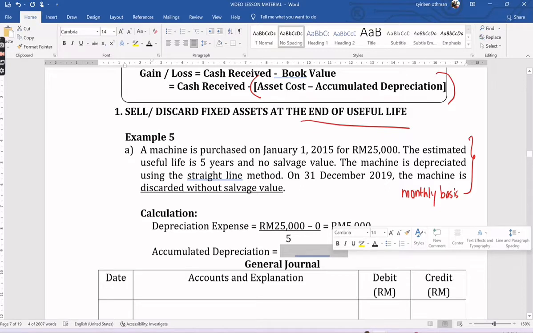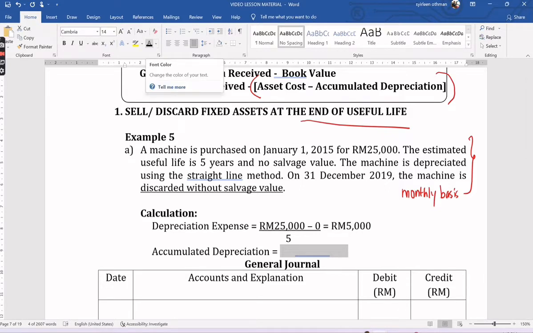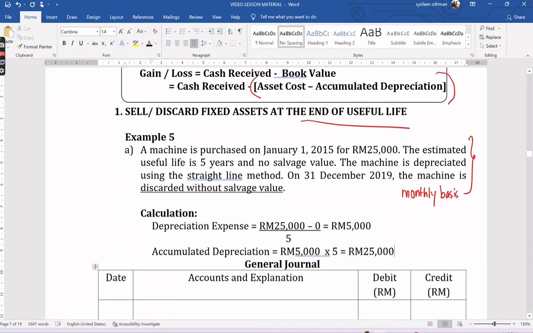That means after 5 years of usage, your accumulated depreciation will be 5,000 times 5, right? Because it accumulates every year. So the first year is 2015, and then 2016, 17, 18, and 19. So this one will bring you to the amount of 25,000. So this is actually accumulated from 2015 until 2019.